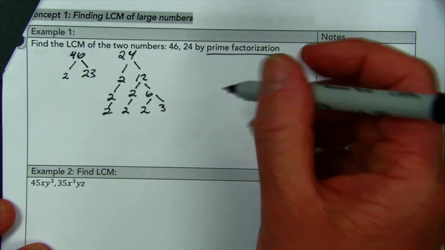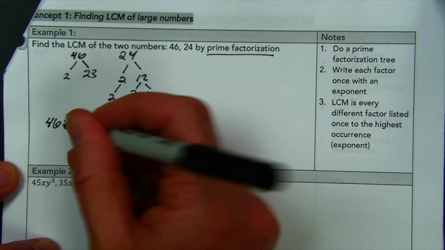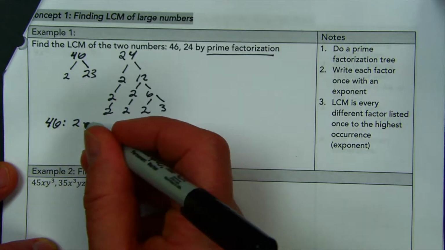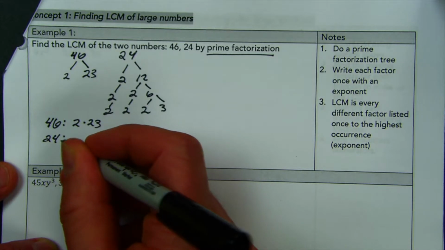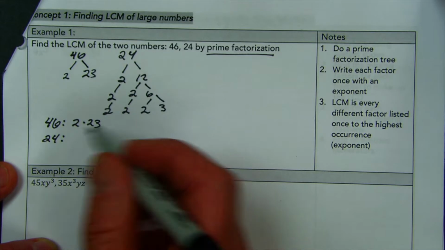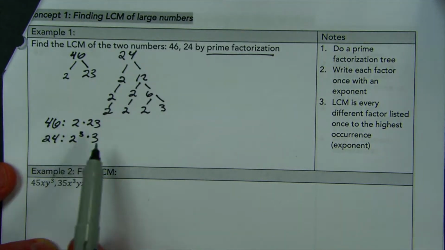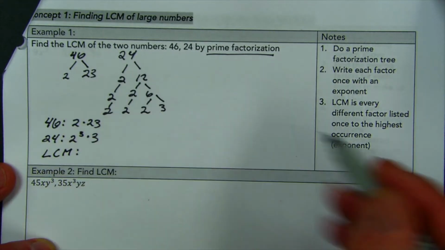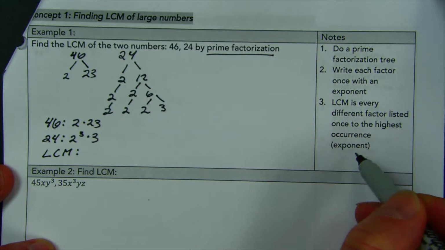All right, so what we got here is, I'm going to write these numbers and a colon, and I'm going to list the prime numbers. So we got 2 times 23, that's 46, and for 24, I'm going to write each factor once with an exponent. So I'm going to write 2 cubed times 3. Okay, so that's 46 and 24. My least common multiple is every different factor listed once to the highest occurrence or highest exponent.